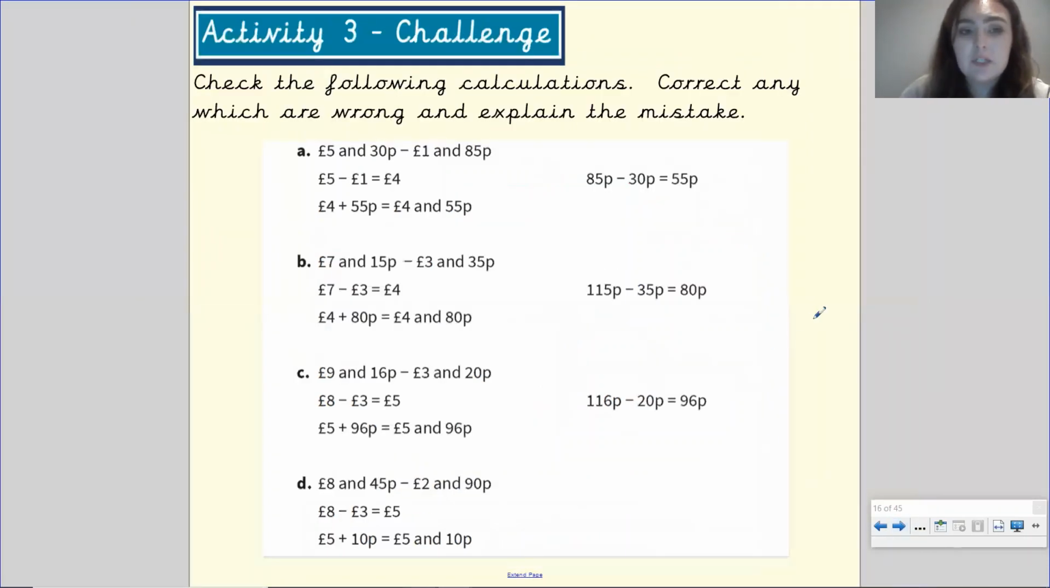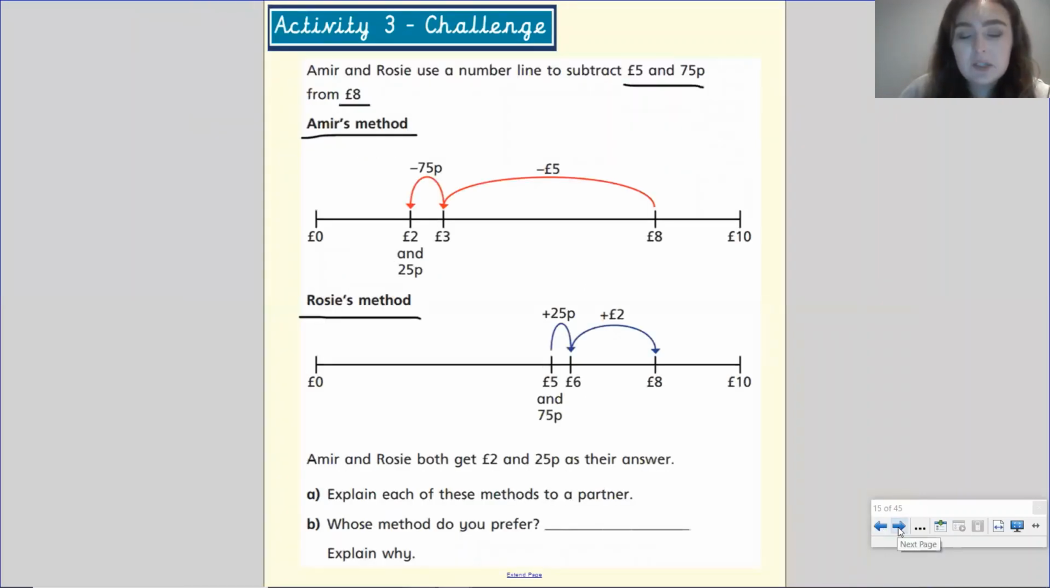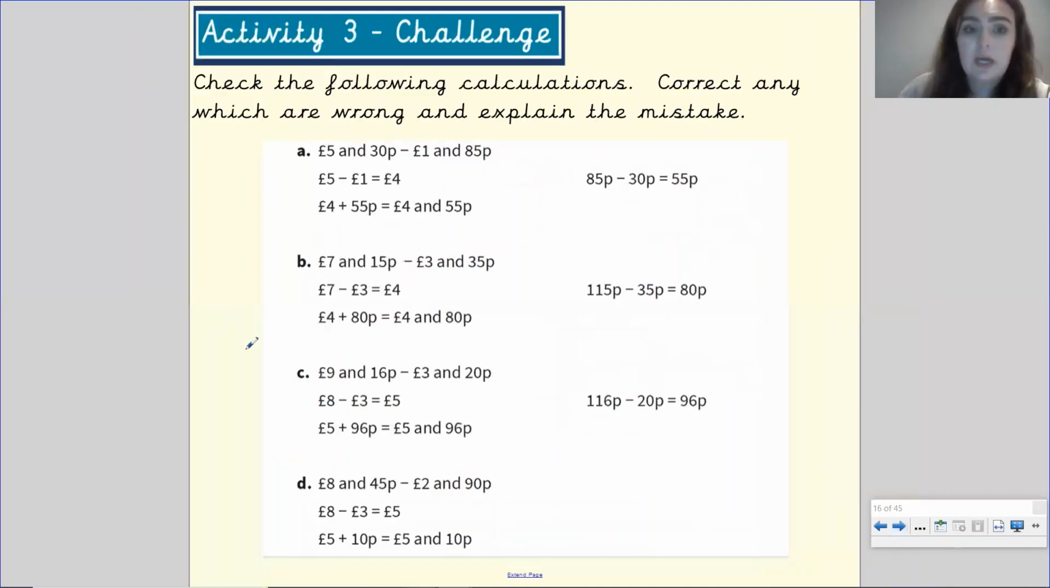And the next challenge. Check the following calculations, correct any which are wrong and explain the mistakes. You've got A, B, C and D to answer. So here are some calculations and you need to tell me if they're wrong, correct it if they are and explain what their mistake was. So that's part 1 of the challenge. And then that's part 2 of the challenge.